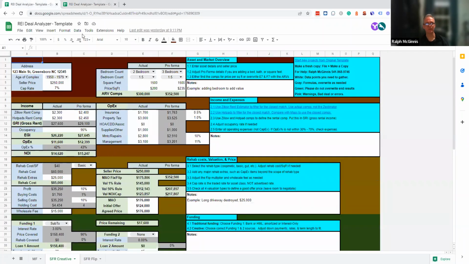So that's in the works. Let me see what we got here. I got a question. I see a lot of the information sections went away. Like the first thing I see on the income is the Zillow rent comp and Hotpads rent comp and all that kind of stuff. So where will that information go on your new spreadsheet, on the new version?